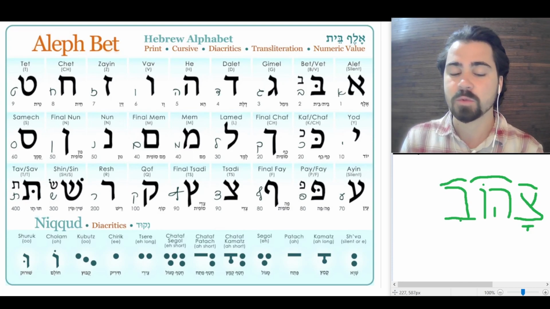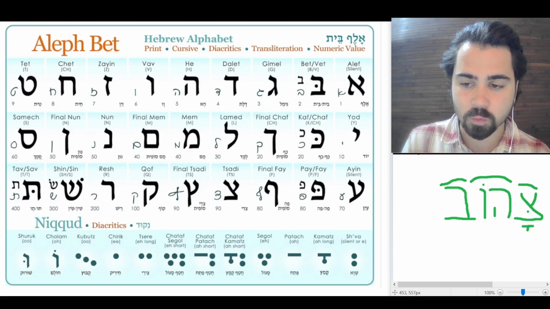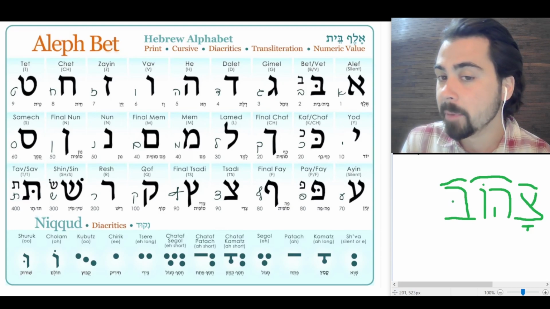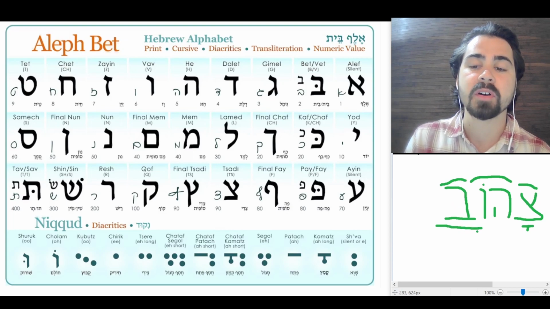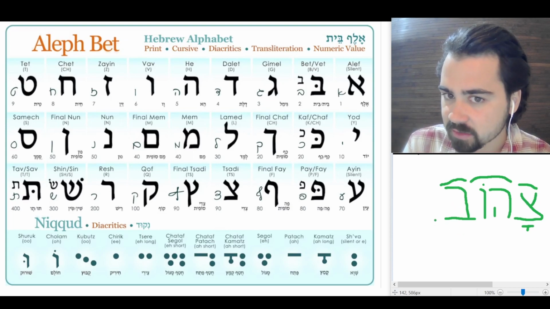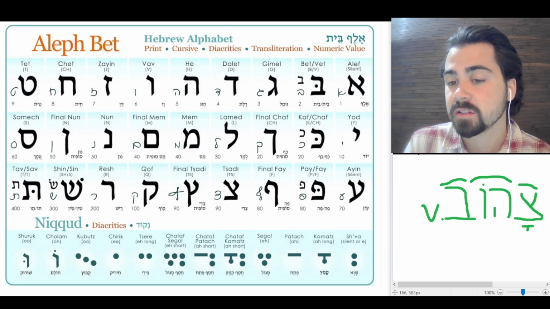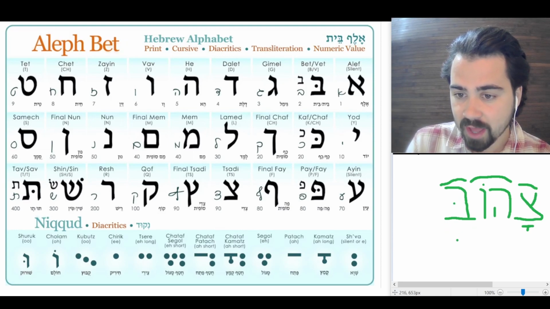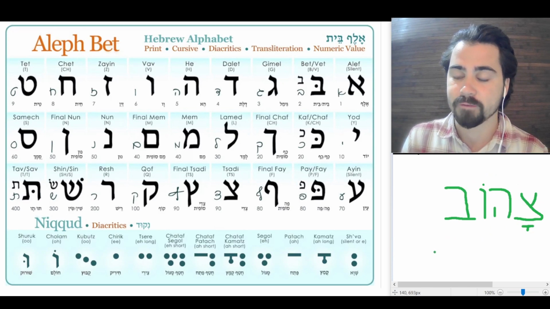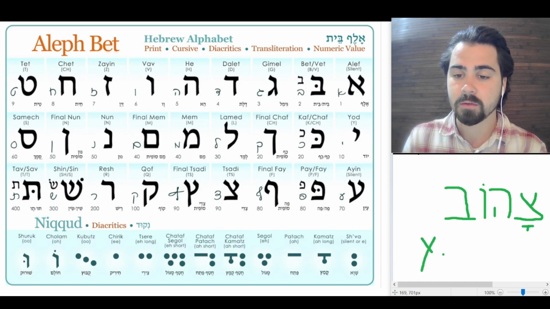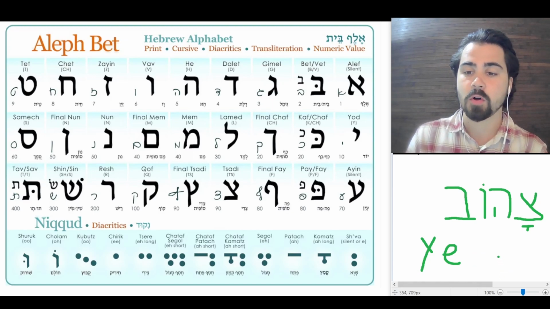And what is this? Which letter is this? So is this word tzahob? No. This is not a b sound. What sound is it? This is a v sound. A b would have a dot. This has no dot. So tzahov. Tzahov is yellow. Yellow color. Okay, this was a small recap.